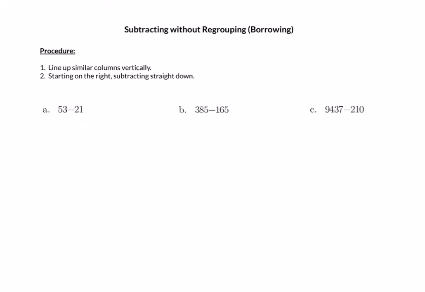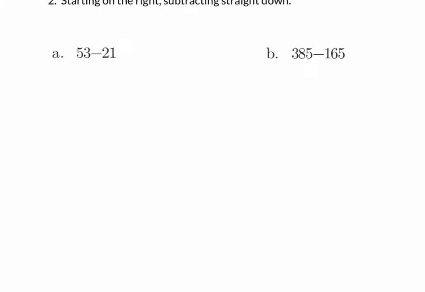Okay, so example A. We have 53 minus 21. I want to line up my columns starting on the right. We want to line up our ones columns, our tens columns, etc. And then from there we want to go ahead and subtract straight down. So starting on the right, 3 minus 1 is 2. 5 minus 2 is 3. So we get an answer of 32.